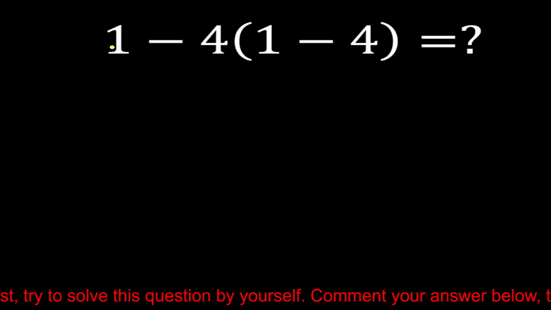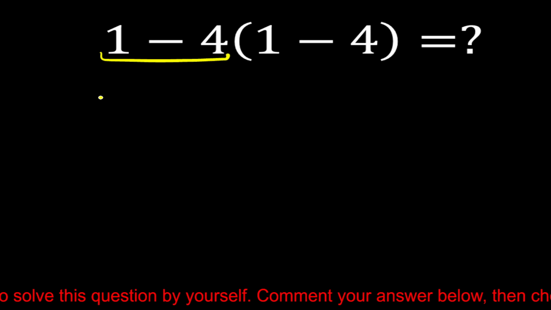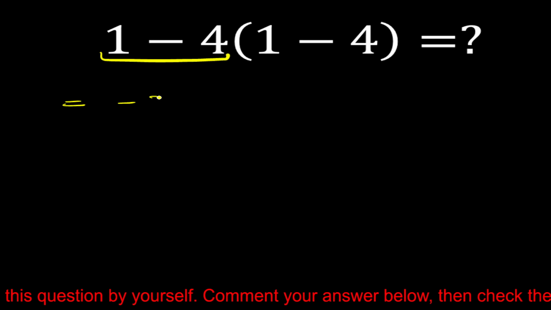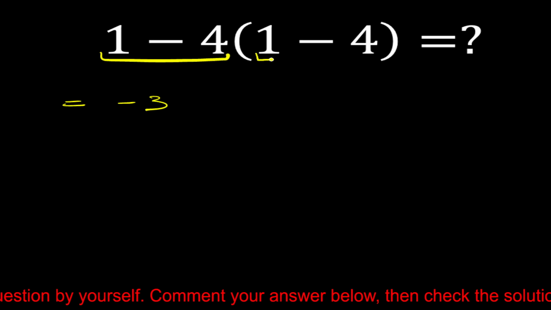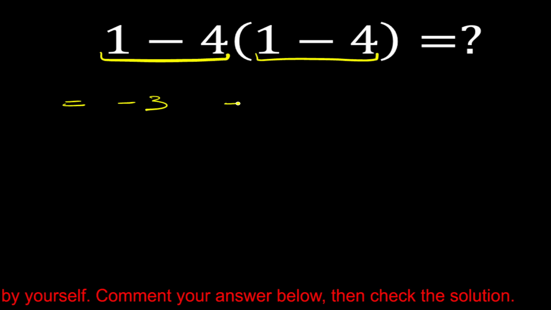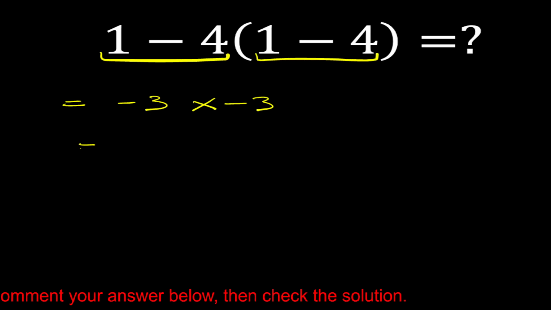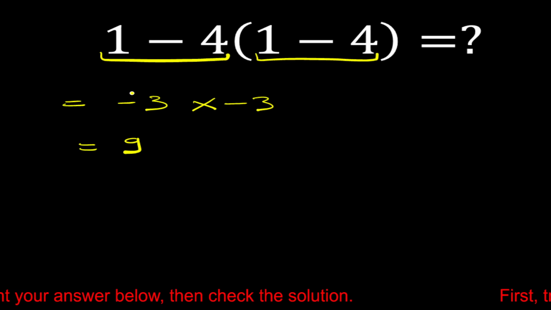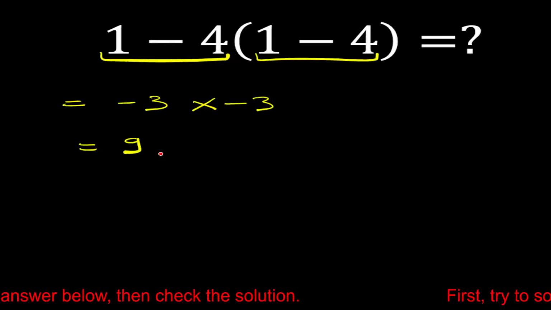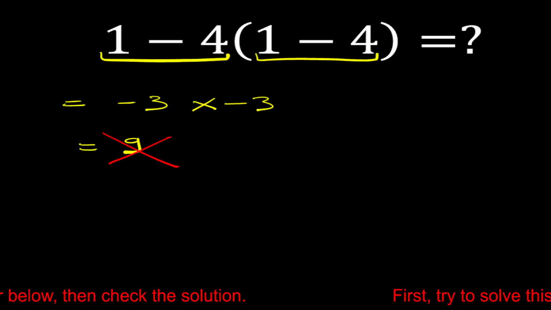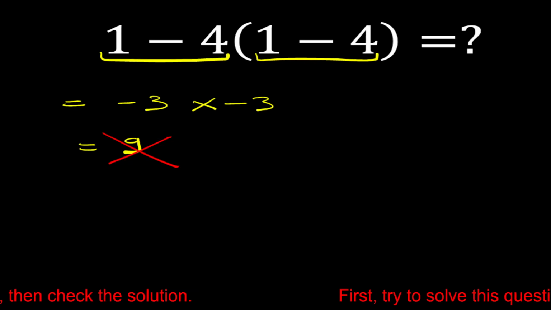So 1 minus 4 is equal to minus 3. Then again 1 minus 4 is equal to minus 3. Now minus 3 times minus 3 is equal to 9. Okay, but this answer is not correct. This answer is completely wrong.